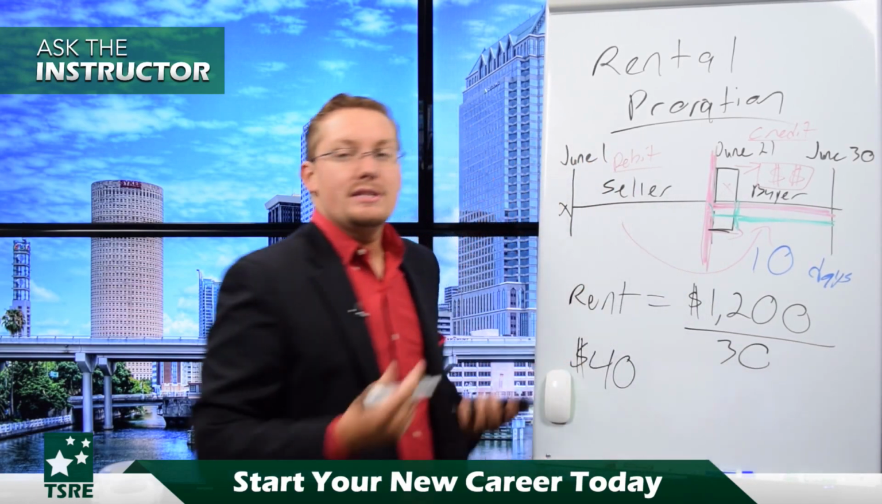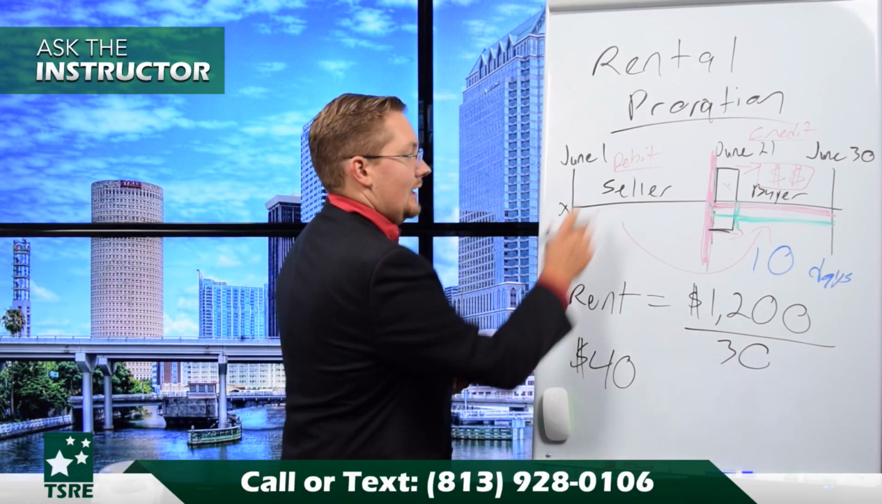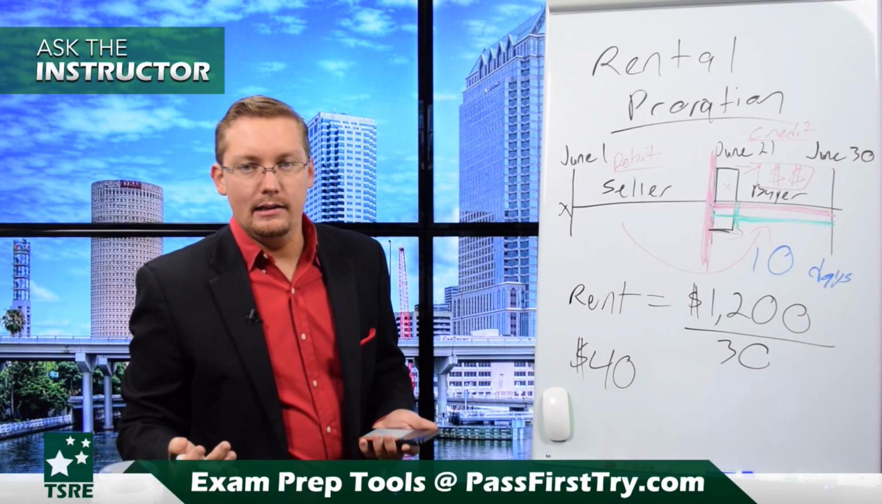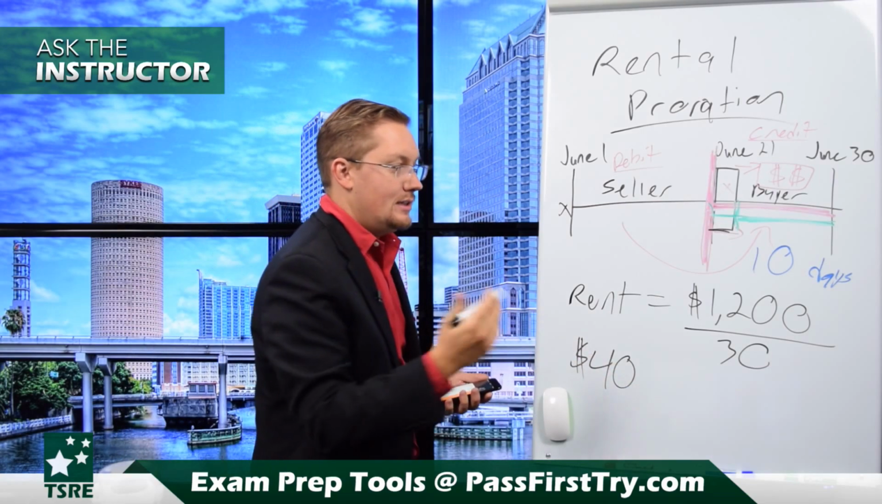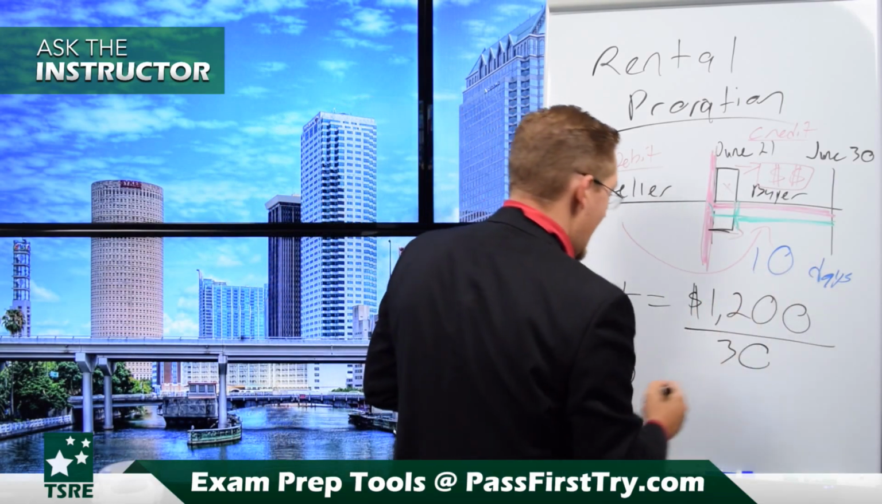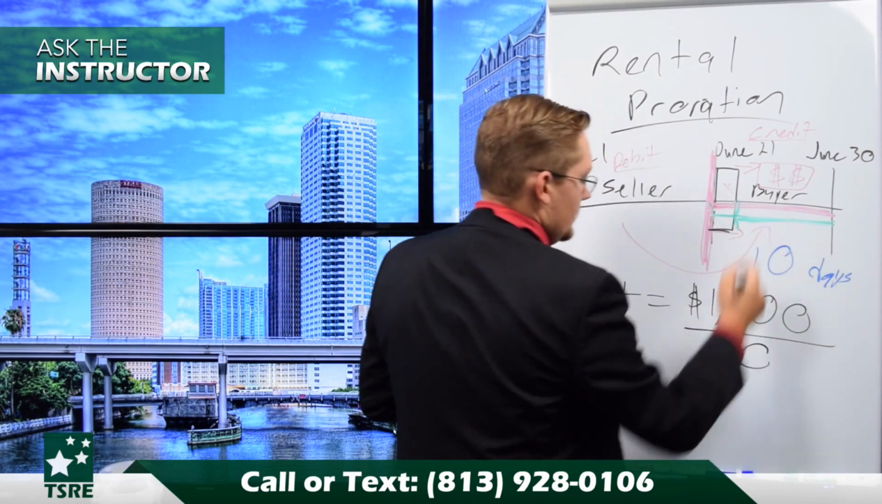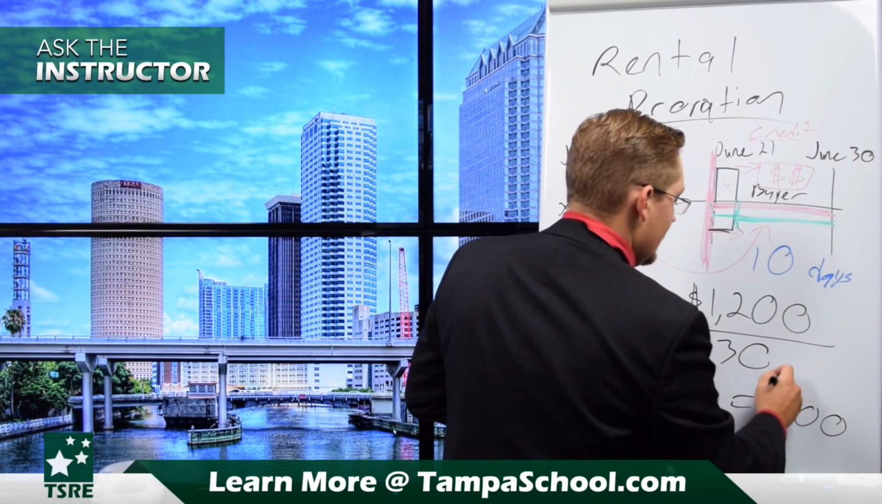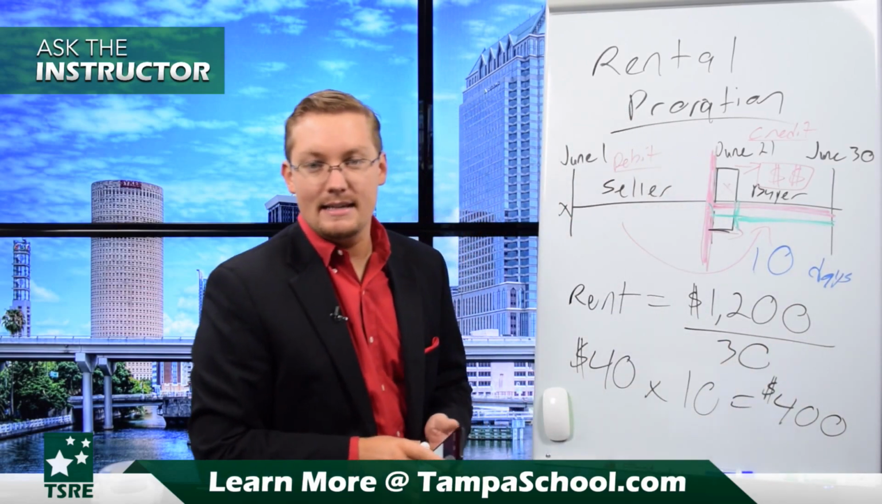So what that means is every day's worth of rent is $40. $40 every day for 30 days adds up to $1,200. So we've got $40 a day, we've got 10 days that we need to do the proration for, so ultimately we end up with $400. That's as simple as it is.